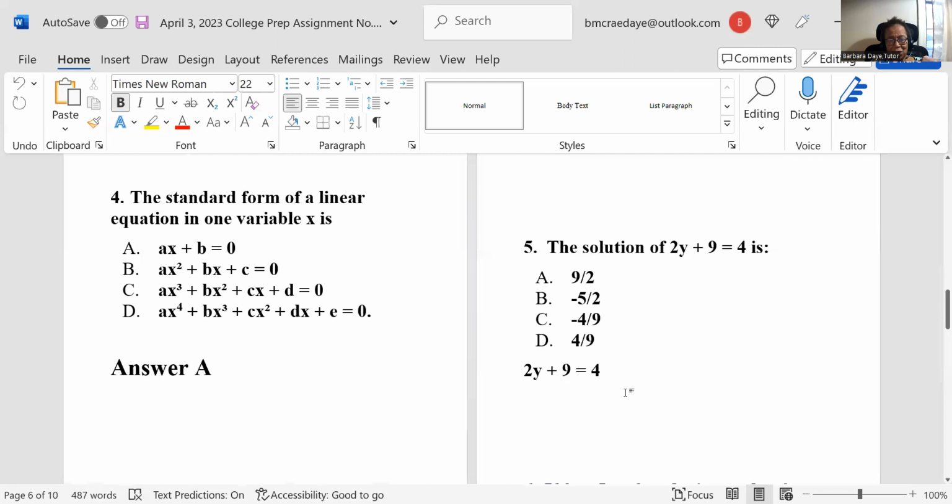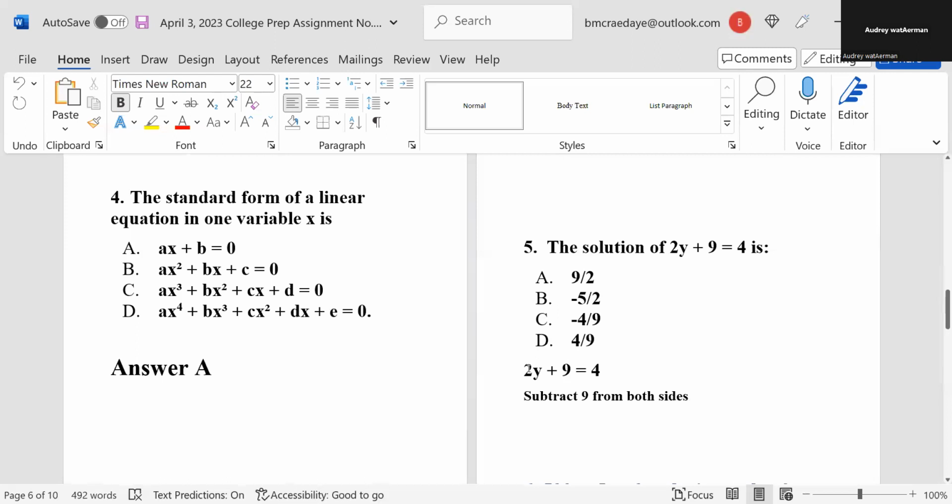You want to get your constants together. In other words, you want to get the 9 on the side with the 4. So what would you do? What operation? Oh, subtract. That's it. Subtract 9 from both sides. So do that.